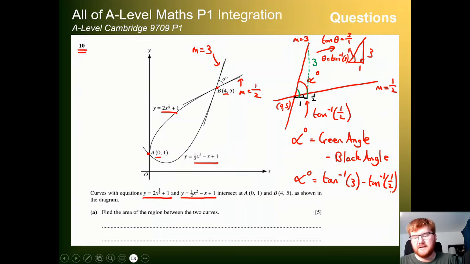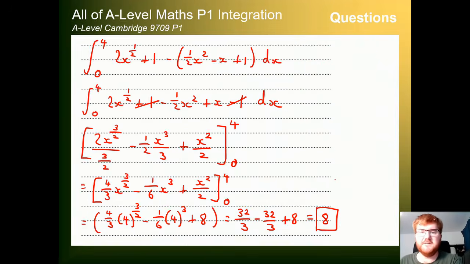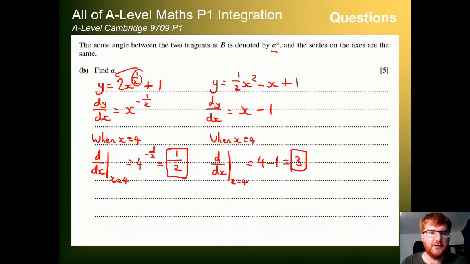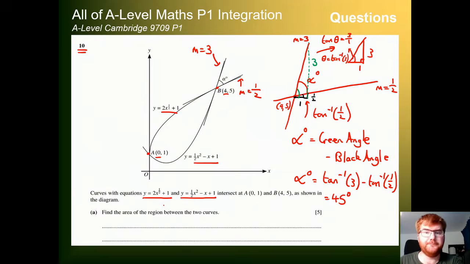So again, this is all calculator work at this point. So if we go in tan inverse of 3 minus tan inverse 0.5, we'll actually get an exact answer here, which is surprising in some ways, of just then 45 degrees. So again, I didn't put the working actually on here, but then alpha is equal to 45 degrees, like so.